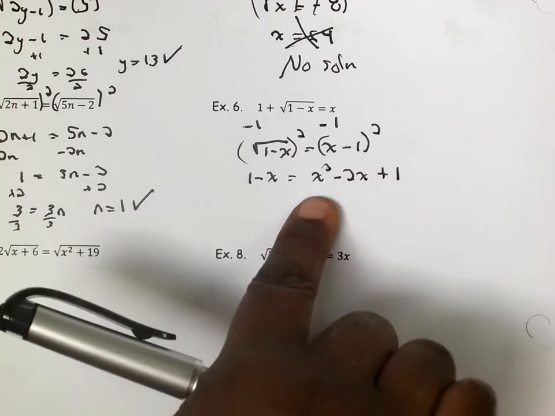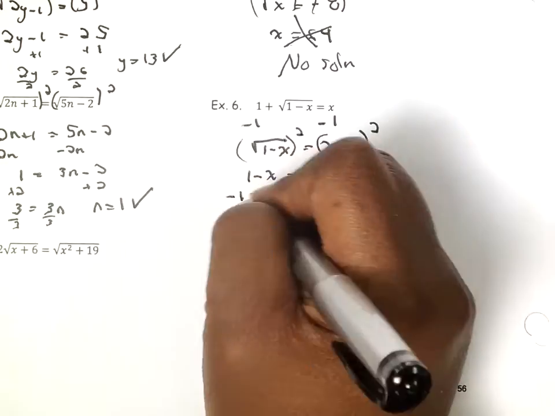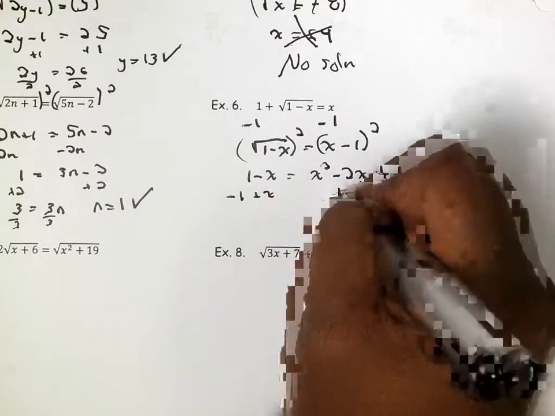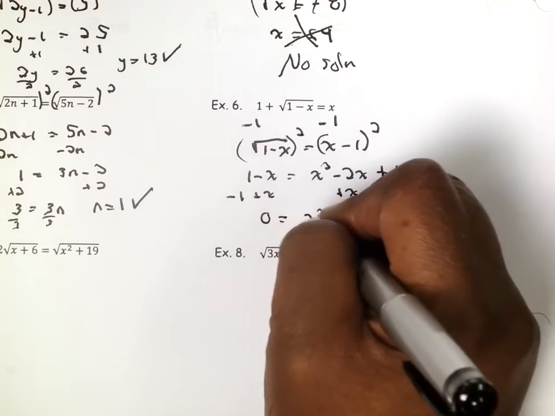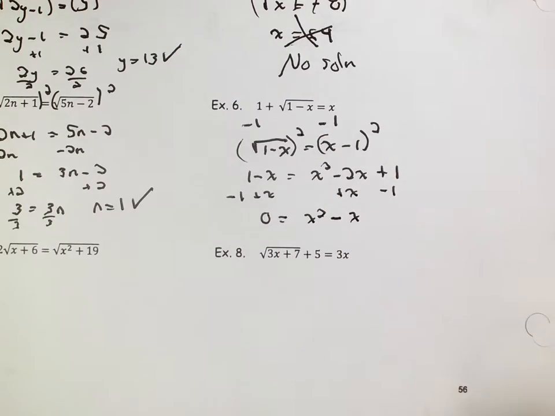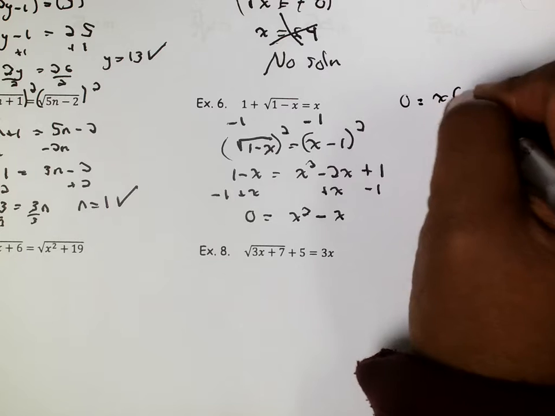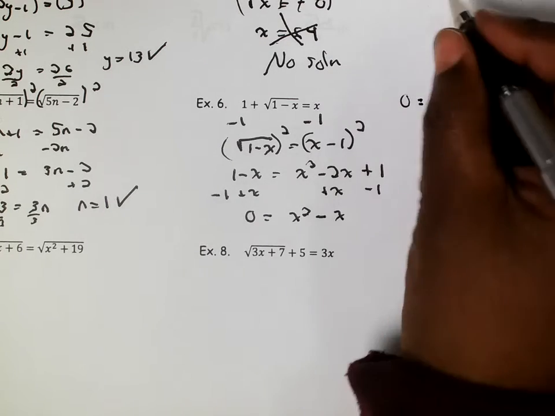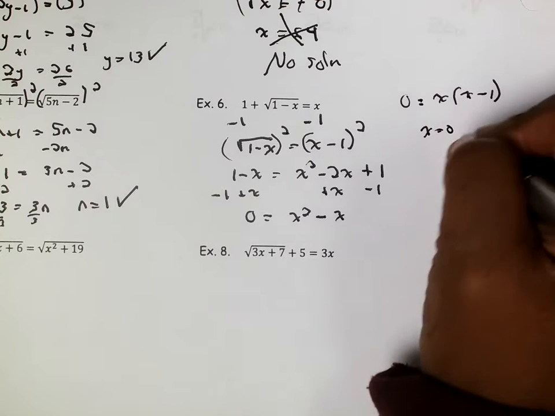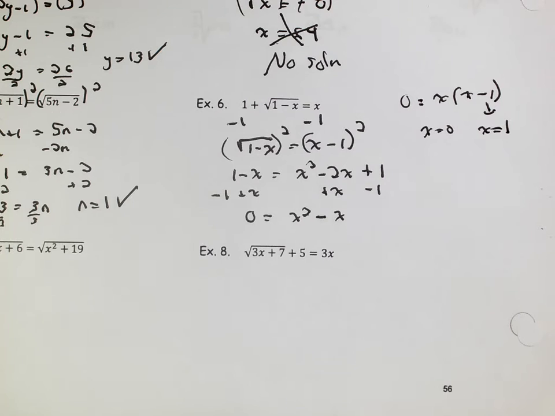Now I have a quadratic, so I need to have this set equal to 0 so I can factor it. So I'm going to subtract 1 and add x to both sides. So I get 0 equals x squared minus x. So that factors to x times x minus 1 because I can pull out a greatest common factor. So my solutions are x is equal to 0. And this one would give me a solution of x is equal to 1.